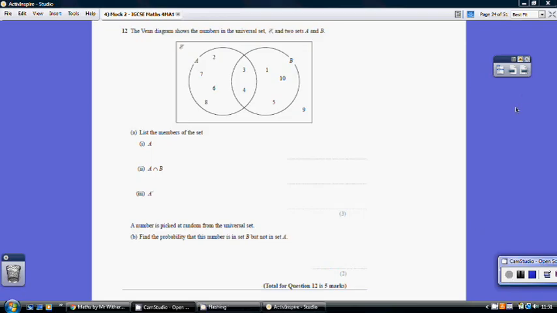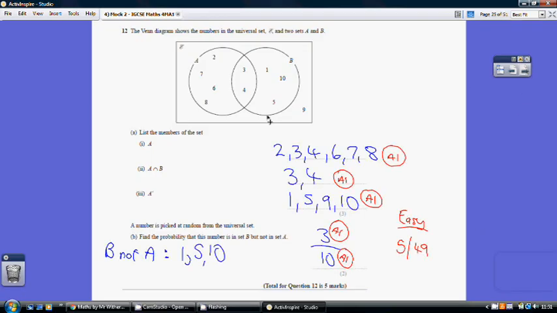Question 12. So list all the members of set A. So that's all the numbers that are in the A football. So that's the 2, 3, 4, 6, 7 and 8. Now A intersection B means you're in A and also in B. So that's where they intersect here. So that's the 3 and the 4.